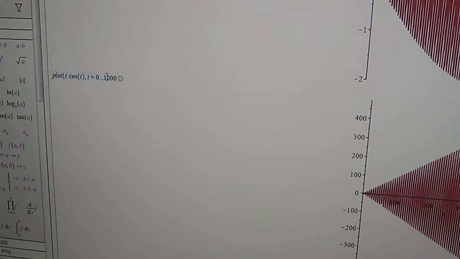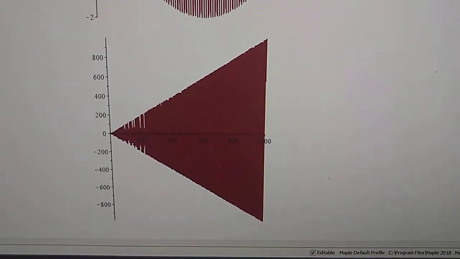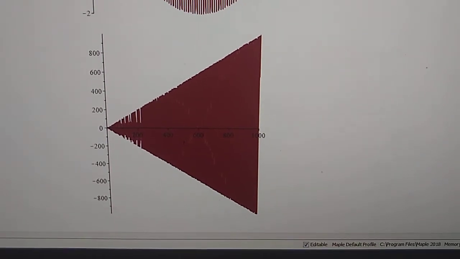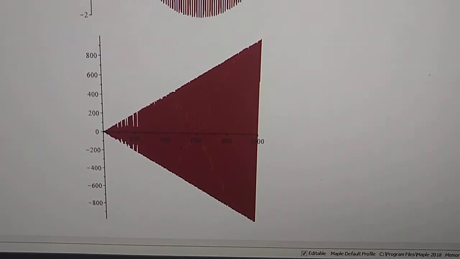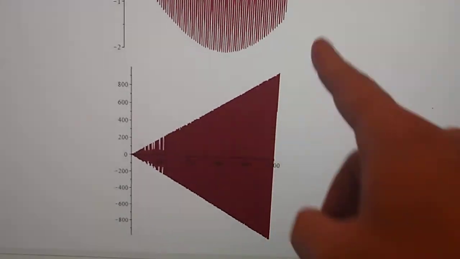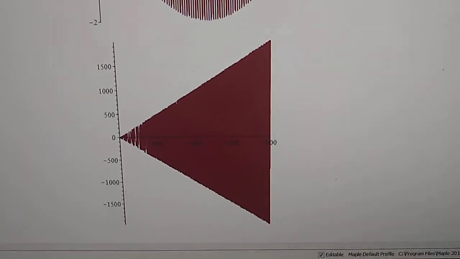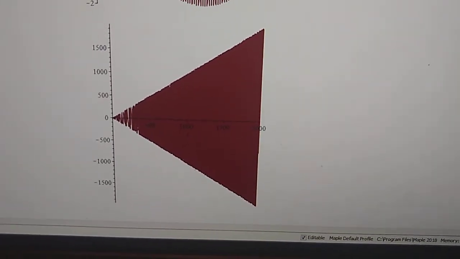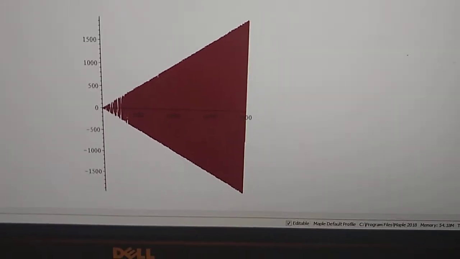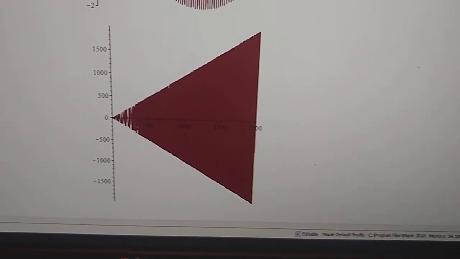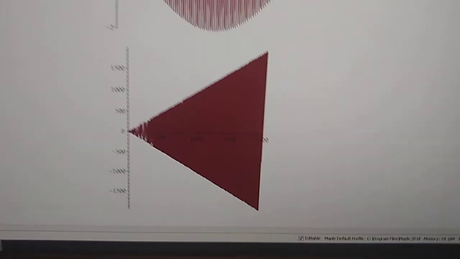I can go to 1,000, and now the frequency is so high that it's just filling in with solid color, and still I see the amplitude going up and up and up. I'm sure you believe me at this point. If I plot it all the way up to 2,000, the picture looks basically the same. It's just like a solid triangle at this point. So I don't really have to keep showing you this from different views. I'm sure you believe me. This is the type of function where the amplitude just keeps going up and up.